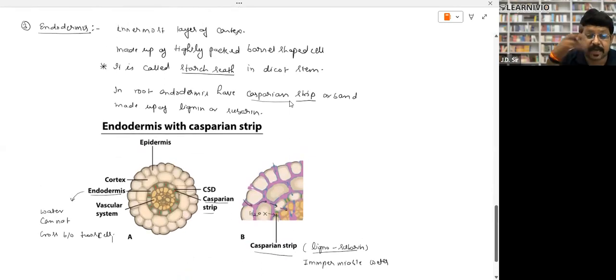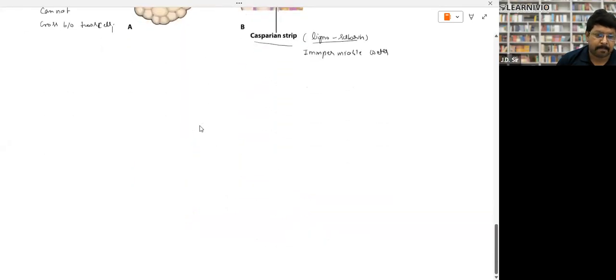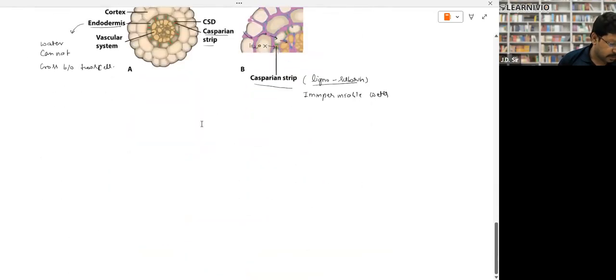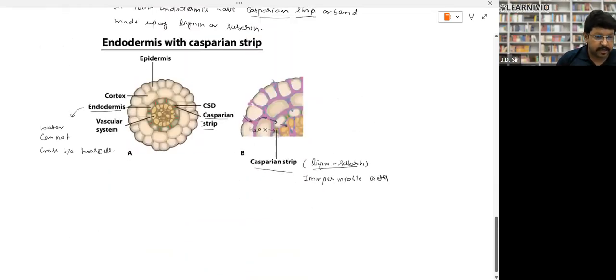Remember what is the Casparian strip? We will need it again when we will study the transport of the water in plant in apoplastic and symplastic pathway. There are two pathways, right? We will require them. Clear? I think clear to everyone? Yes, sir. Okay, great.